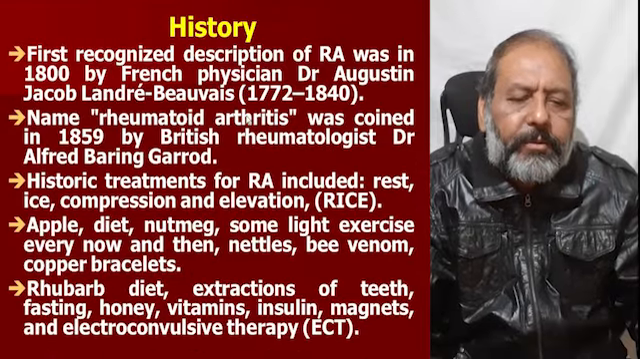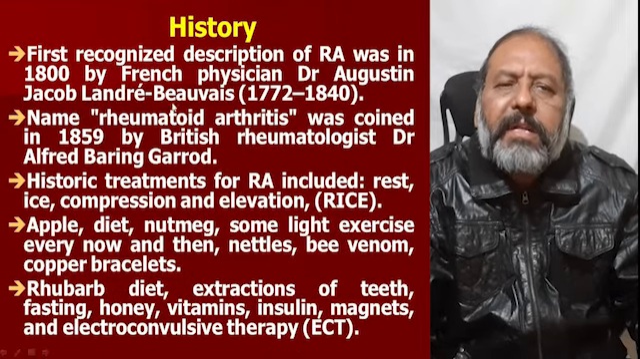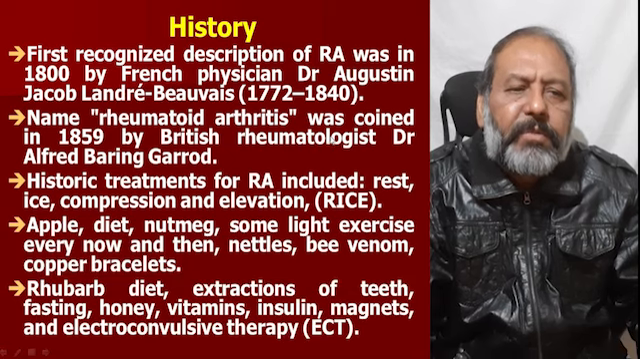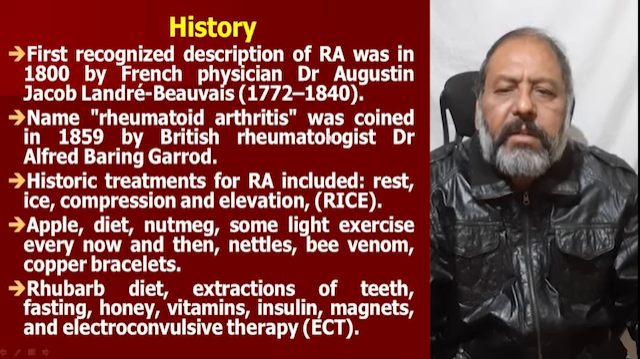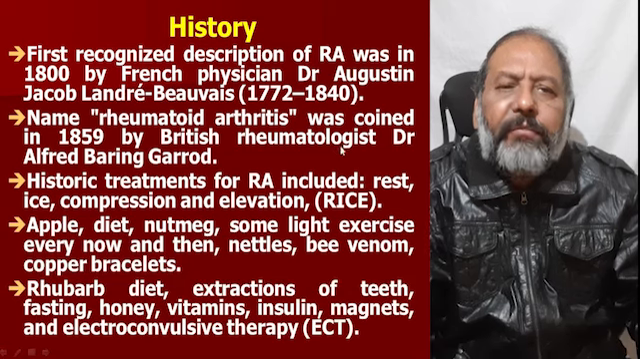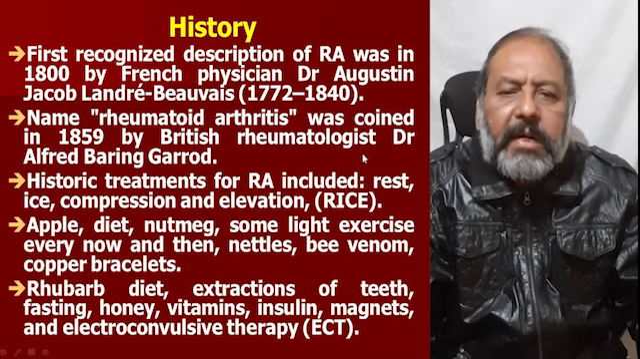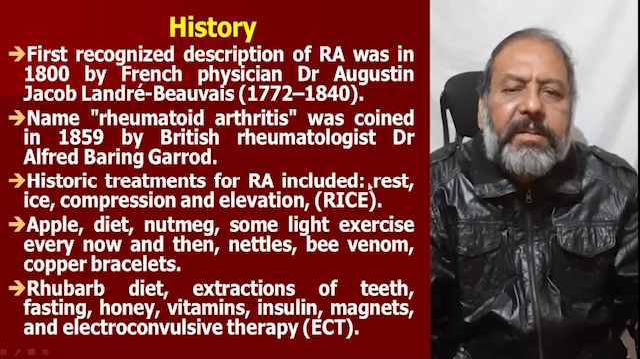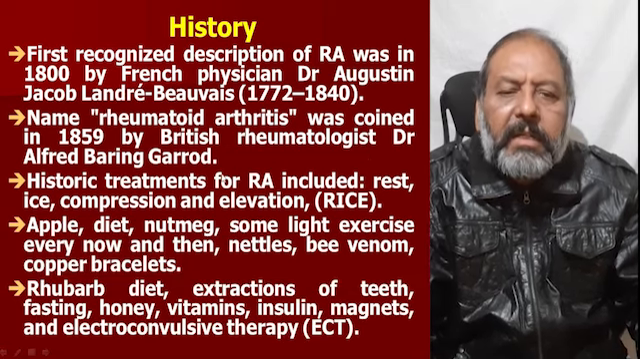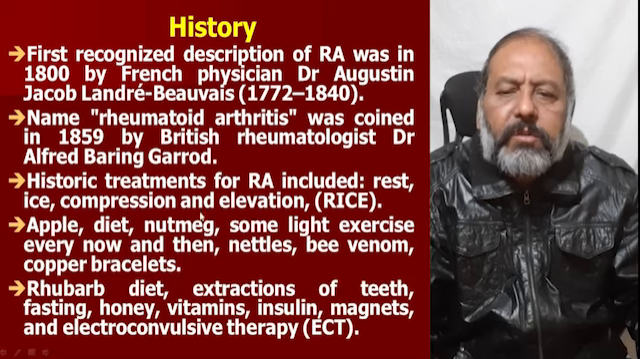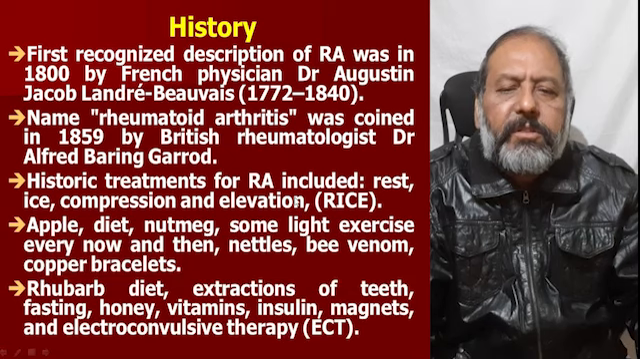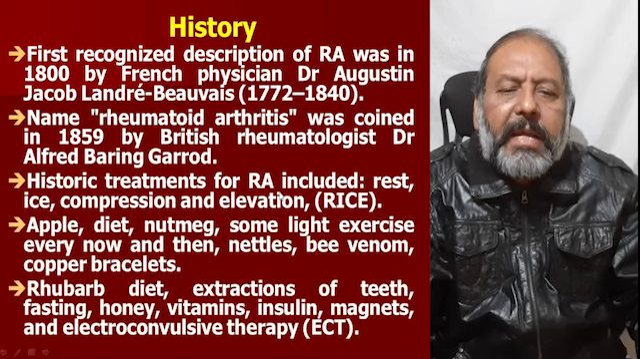Now, the history of rheumatoid arthritis. The first recognized description of rheumatoid arthritis was in 1800 by a French physician, Dr. Augustin Jacob Landré-Beauvais, who lived from 1772 to 1840. The name rheumatoid arthritis was coined in 1859 by the British rheumatologist Dr. Alfred Baring Garrod.